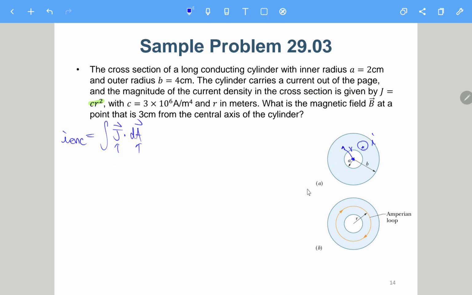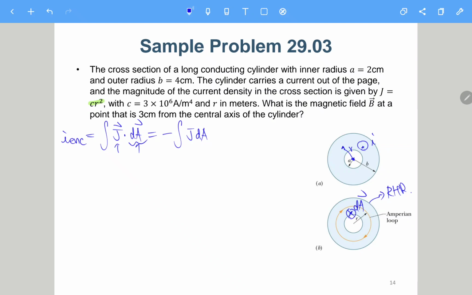Okay, so in this case, using the right hand rule, you know that dA is pointing into the page. Using the right hand rule you can determine that. So here it is like negative integration of J times dA.